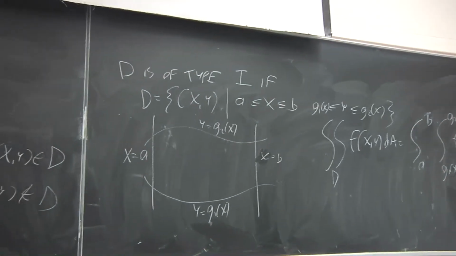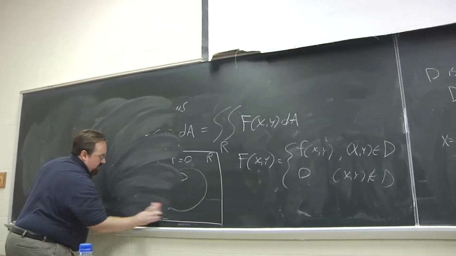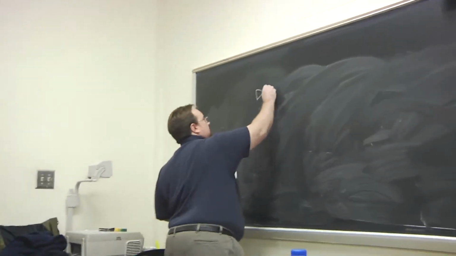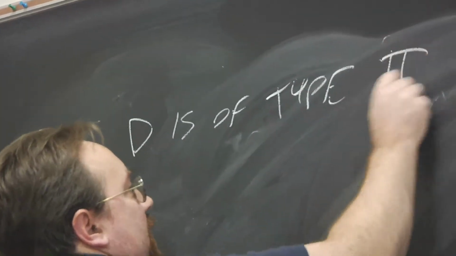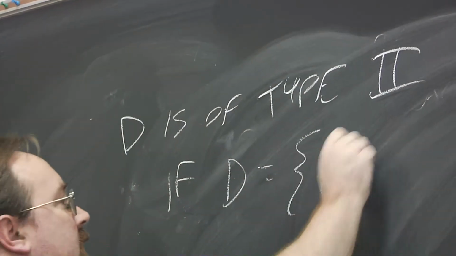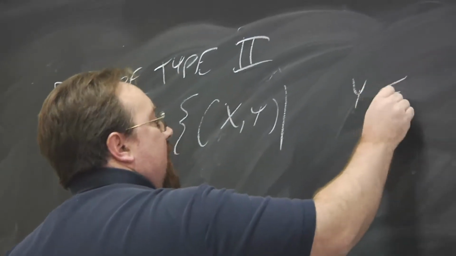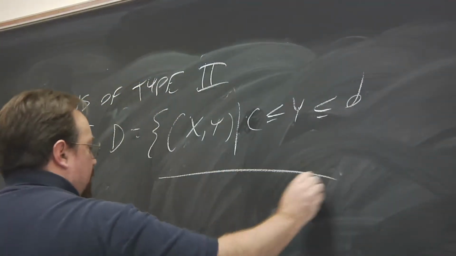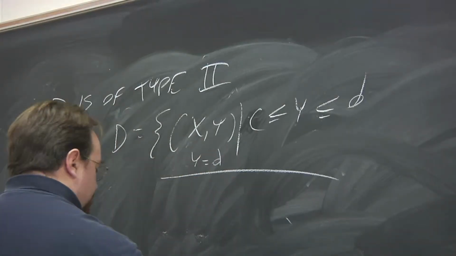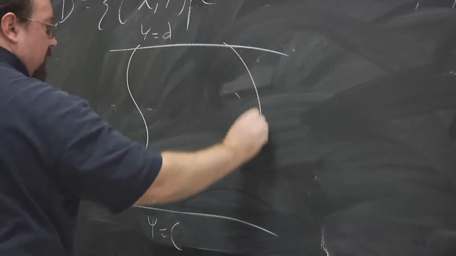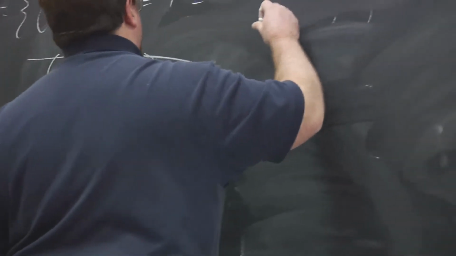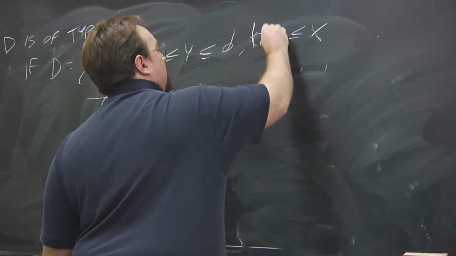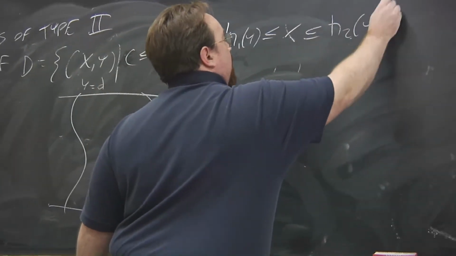Now, so that's one type of region that we can do. Switching the roles of x and y, you get another region that you can do. So we say D is a region of type 2 if D is the set of all points where y is bounded by constants, both bounded above and below by horizontal lines, and then the left and right boundaries are functions of y, x being a function of y. So x is bounded by h1 of y to the left, h2 of y to the right.